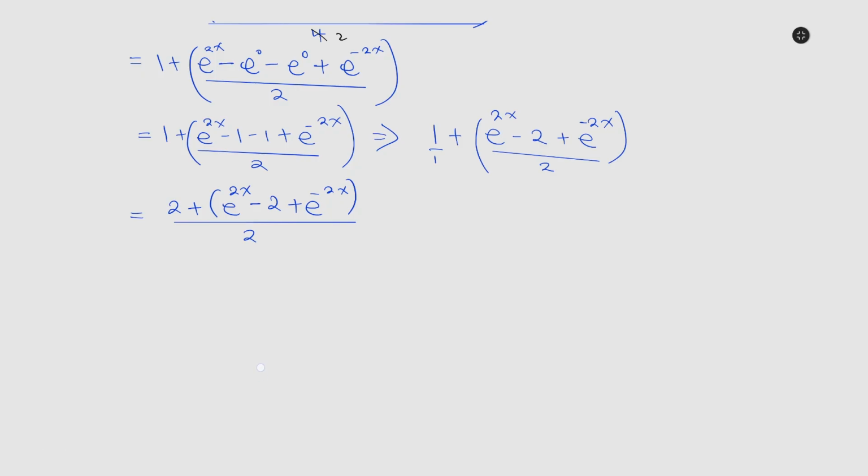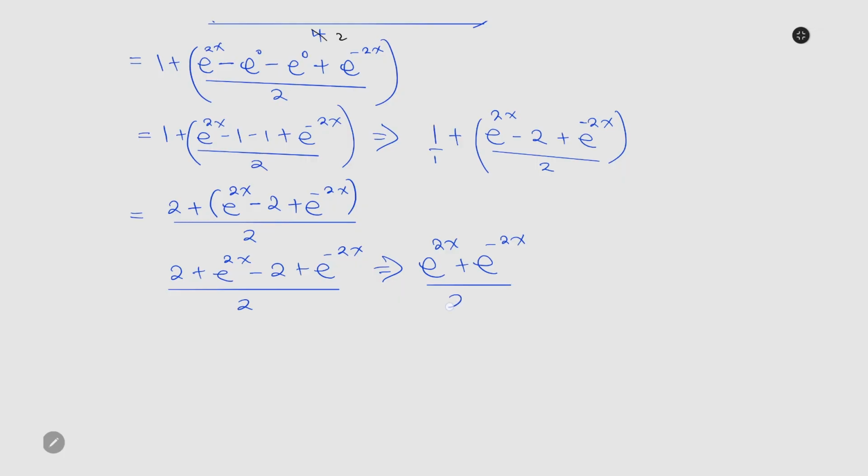Now, if I open my bracket, I will have 2 plus e to the 2x minus 2 plus e to the negative 2x over 2. I have 2 minus 2, so that will be 0. So that's the same as e to the 2x plus e to the negative 2x all over 2. Now, let's go back to our question. This is the simplest we could get.